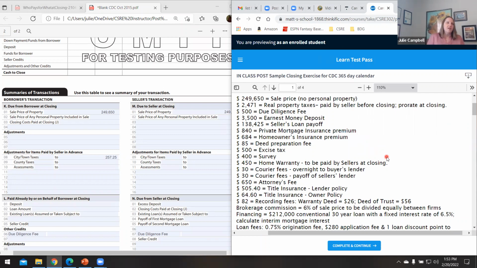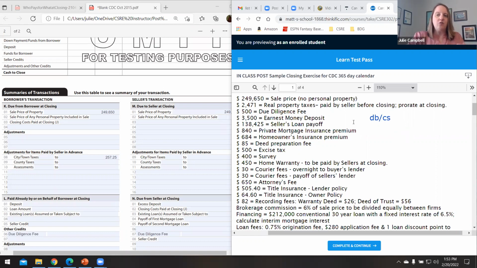$500 due diligence is another one of those double entry items. Let's back up for a second. Let's go back in time. Remember when we went under contract? When we went under contract, the buyer gave the seller a due diligence check, right? The buyer handed the seller a check. So when we went under contract, that would have looked like a debit to the buyer, credit to the seller, right? Because the buyer actually handed the seller a check.